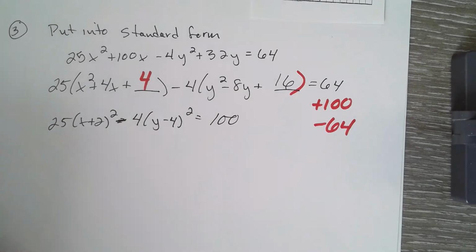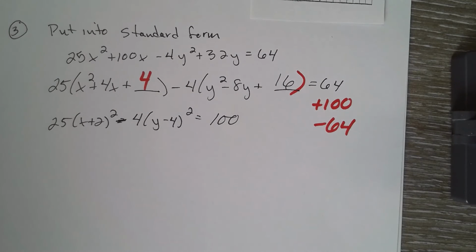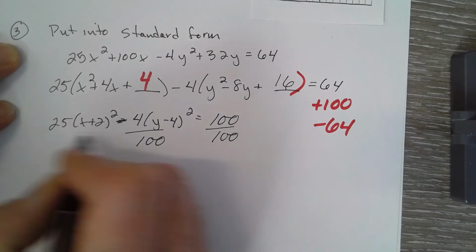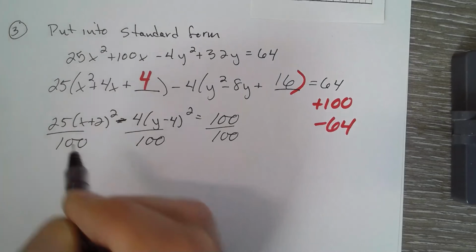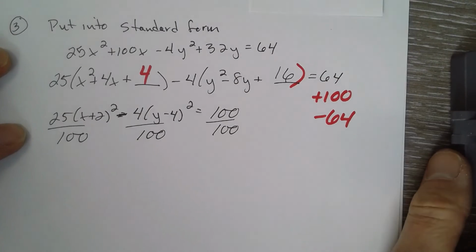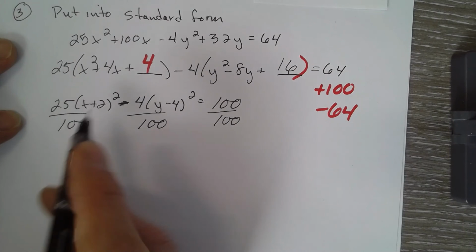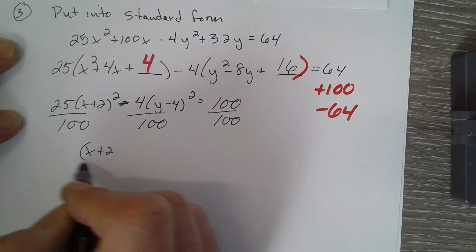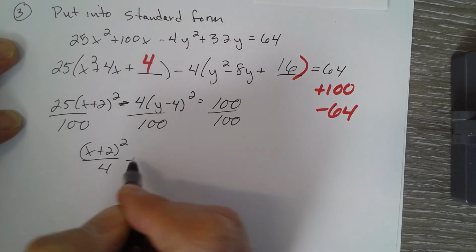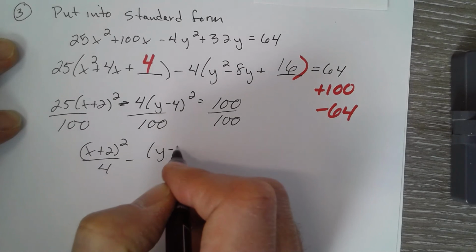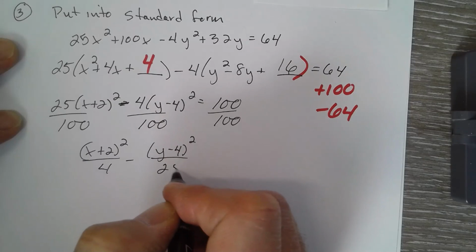How many got that far? What is my next move? Divide by 100. Very good. Divide by 100. Okay. Now we've got some simplifying to do. 25 over 100 is the same as 1/4, so it's just 4 on the bottom. 4 over 100 is 1 over 25, so it's just 25 on the bottom.